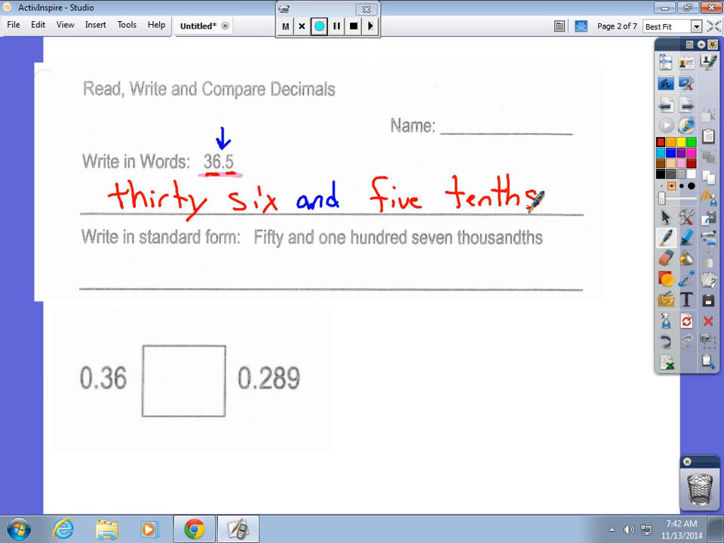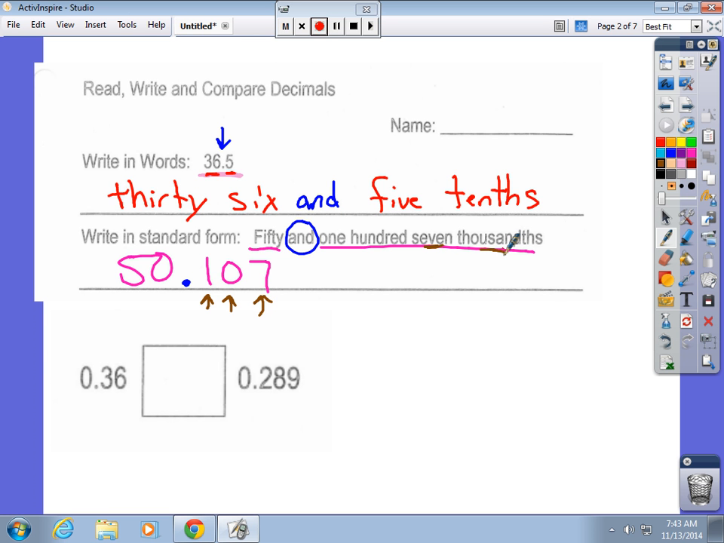Write it in standard form. Again, I want to find that decimal and go ahead and put that right in there. And our whole number, 50. So 50 should be before my decimal, and after the decimal, 107 thousandths. Now do a quick spot check for me. We have tenths, hundredths, thousandths. The 7 should end in the thousandths place, and it does, so we are good.